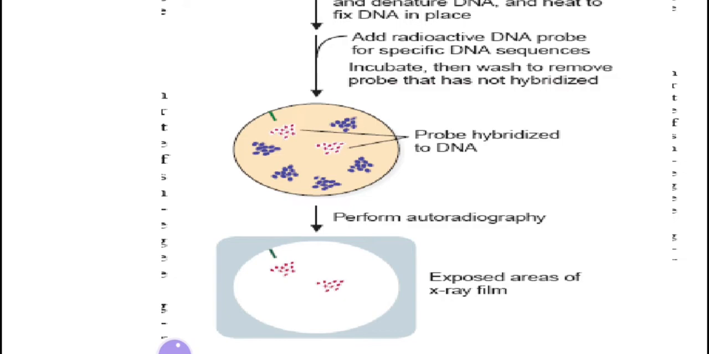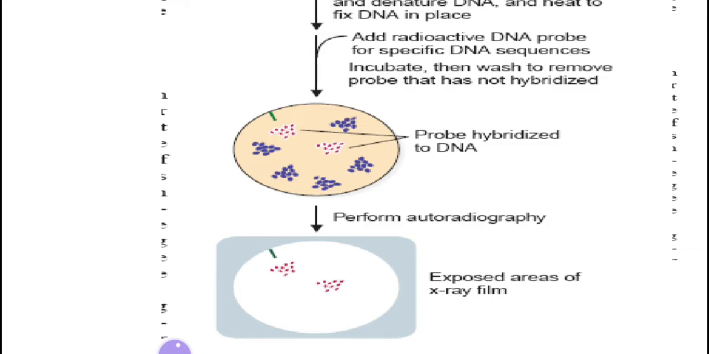The probe will not hybridize to every colony present on the plate. It will hybridize only to the specific DNA sequence, so the other probes are washed away. As these probes are radioactive, we do autoradiography, and the paper is exposed to X-ray film.